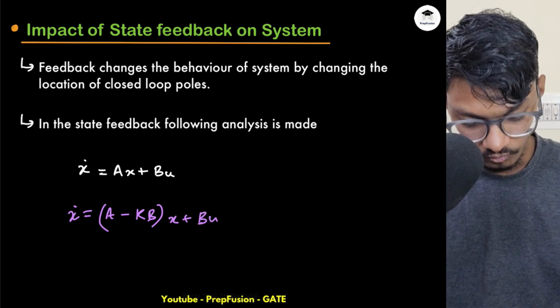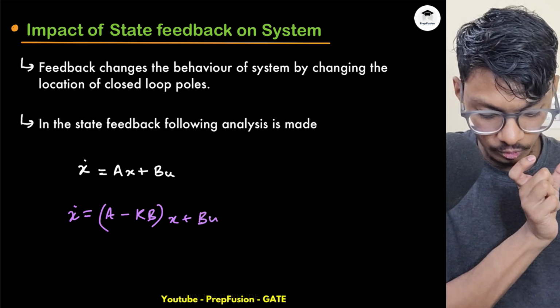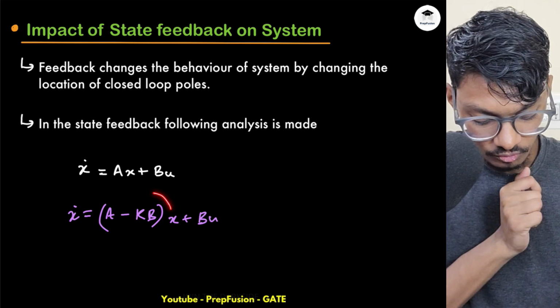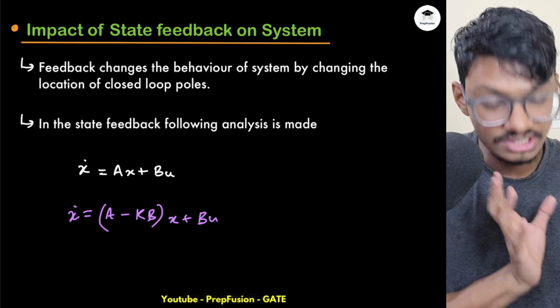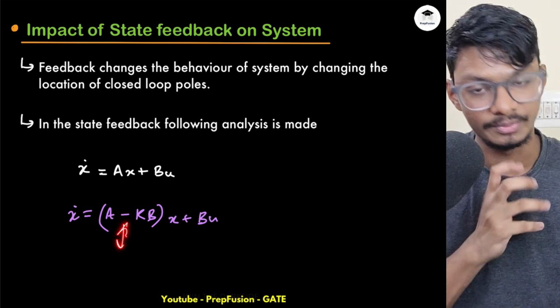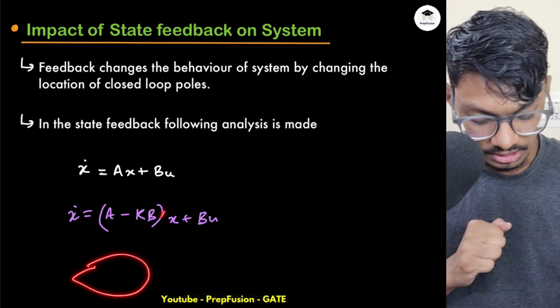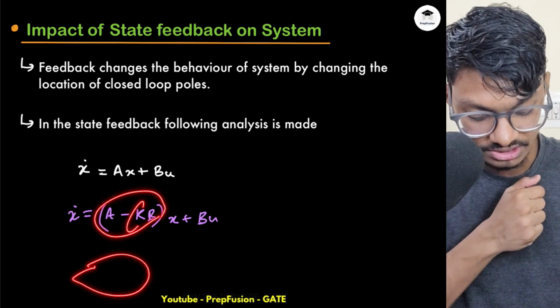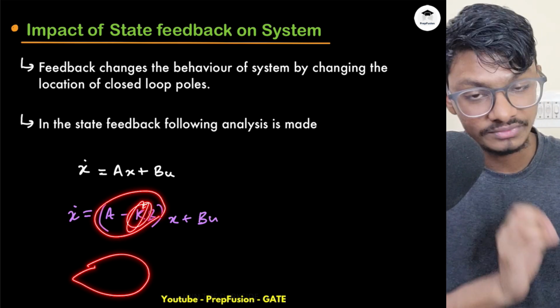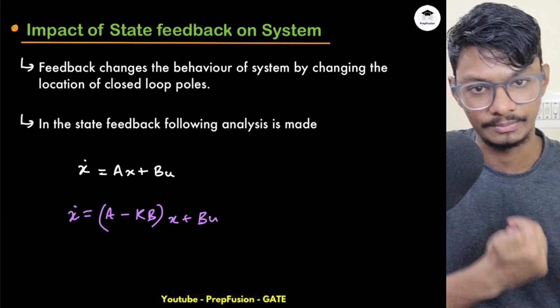First of all, we get our desired location of poles, and with the desired location of poles we can find the desired system matrix. We can compare these two system matrices, our desired system matrix and the current system matrix which we have with the feedback matrix, and from there we can find the feedback matrix. We'll do one example, then you will understand.